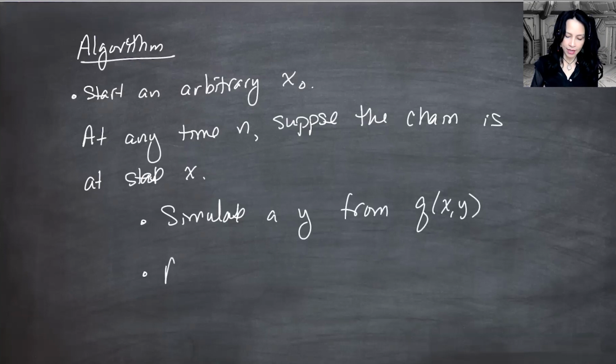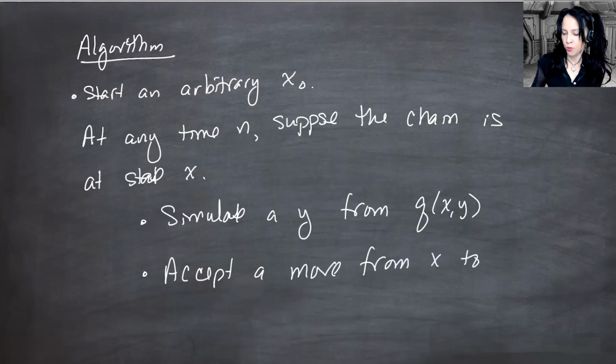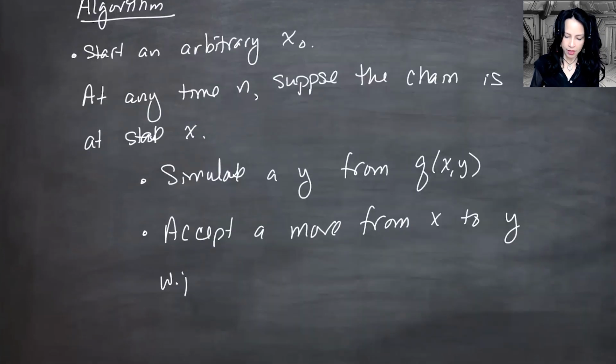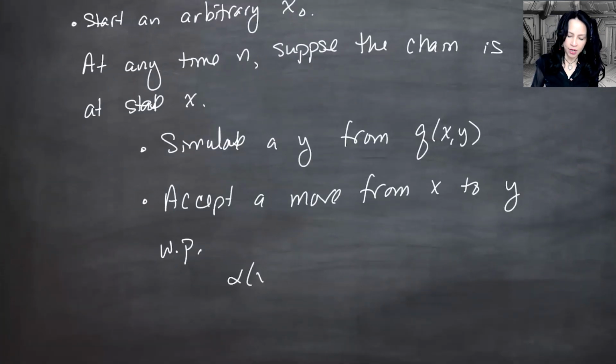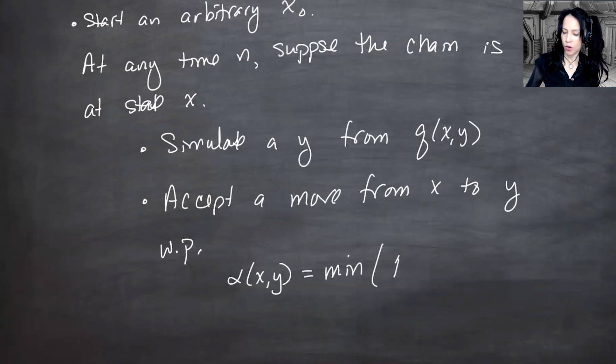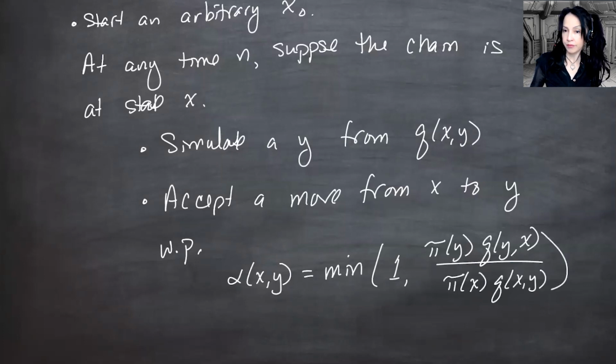And then you accept a move from x to y with the following probability. This is always called alpha(x,y), because alpha is like an A for accept. And it is defined to be the minimum of 1 and the ratio pi(y) q(y,x) over pi(x) q(x,y).